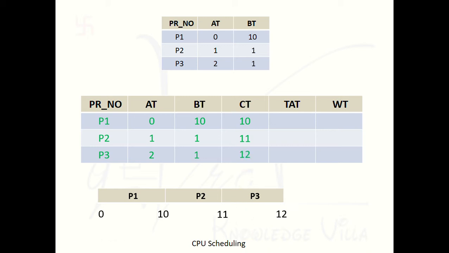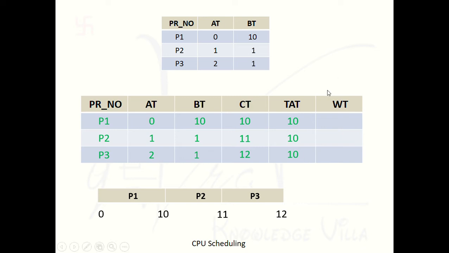Now we have the values of completion time, so we are able to find the turnaround time. We calculate turnaround time by subtracting arrival time from completion time. So turnaround time is completion time minus arrival time: 10 minus 0 equals 10, 11 minus 1 equals 10, and 12 minus 2 equals 10. So for all three processes, turnaround time becomes 10 time units.